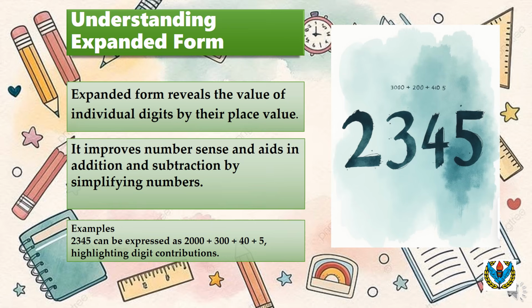Why do we bother with this? Learning this improves your number sense. It makes addition and subtraction much easier because it simplifies complex numbers into manageable pieces. It's like taking a machine apart to see how the gears work. Let's look at the quick 4-digit example of 2345. We can express this as 2000 plus 300 plus 40 plus 5. By doing this, we highlight how much each digit contributes.